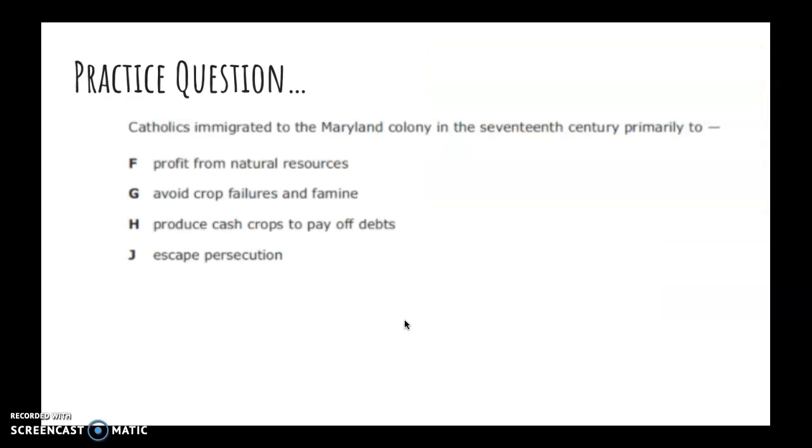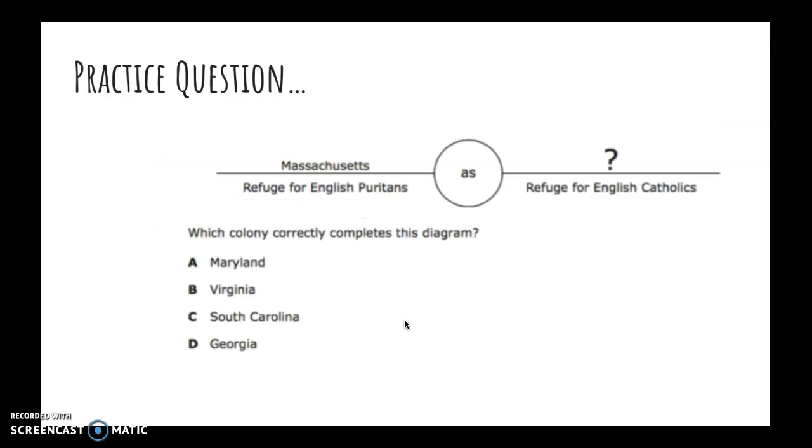So, Catholics immigrated to Maryland colony in the 17th century primarily to... use your annotation guide, you got it. One more, do another one. Take your time. Massachusetts, because it says which colony correctly completes the diagram. Okay, so Massachusetts was a refuge for English Puritans, meaning they came here to get away. Okay, so what colony was a refuge for the Catholics?